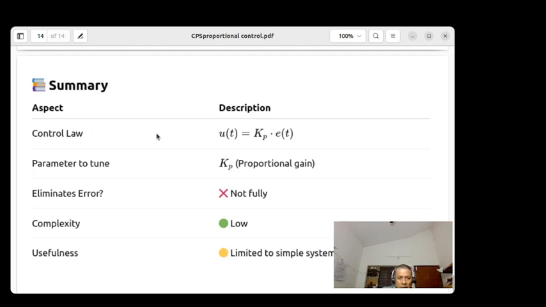And we can have a summary. The control law, that is u(t) = Kp × e(t), the control signal is equal to proportional gain into error. Parameter to tune: we have to tune only the proportional gain. Eliminates error: it will not eliminate error, there will be a steady state error. Complexity is low, that is an advantage here. Usefulness: limited to simple systems, or we can use it as part of PID. If we are using PID, that will be good.